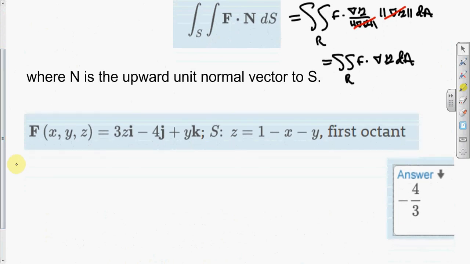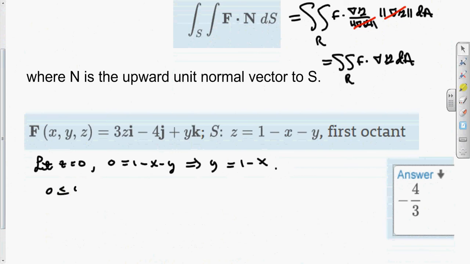So we're in the first octant. Since it's in the region R, I need the coordinates for X and Y. So if I let Z equal to 0, because R is in terms of X and Y, I get 0 is equal to 1 minus X minus Y. This implies that Y is equal to 1 minus X. So 0 is less than or equal to Y. Since I'm in the first octant, my lowest value for Y is 0. The upper value is 1 minus X.